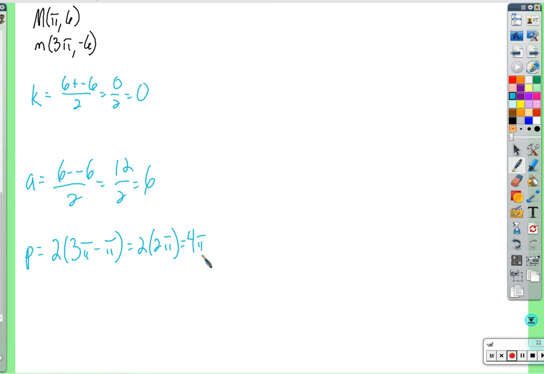That's great and all, but we use the period to find what? B. 4 pi, the period, equals 2 pi over b. We multiply by b on both sides, and then divide by 4 pi, we get b equals 2 pi over 4 pi, equals 1/2. Good. K, A, and B.